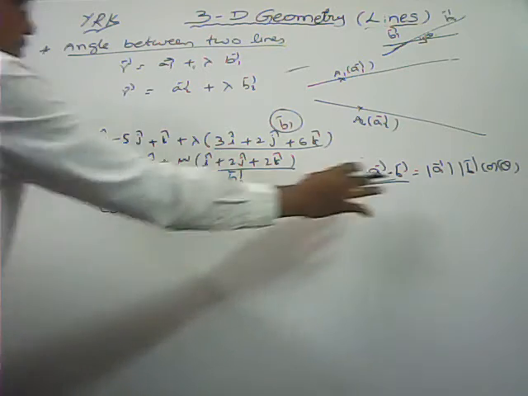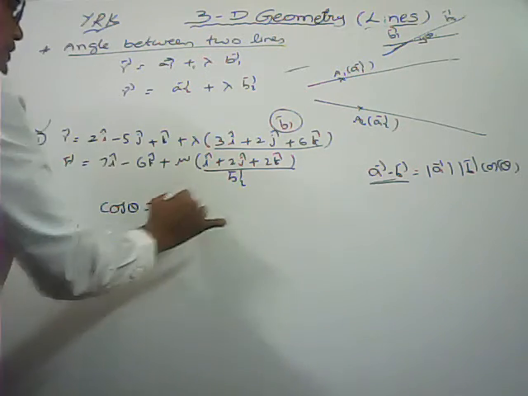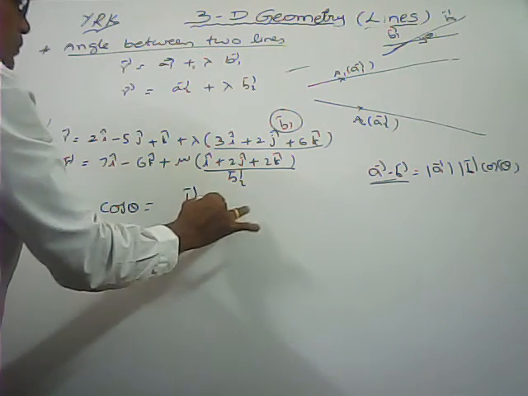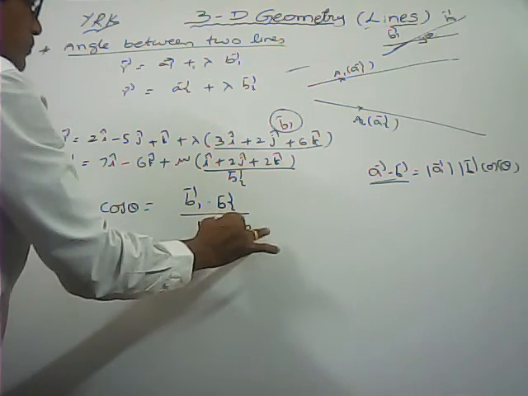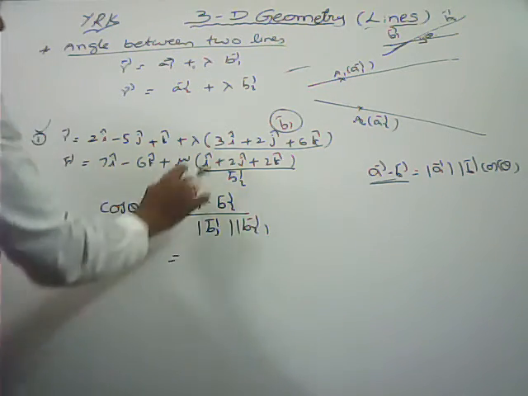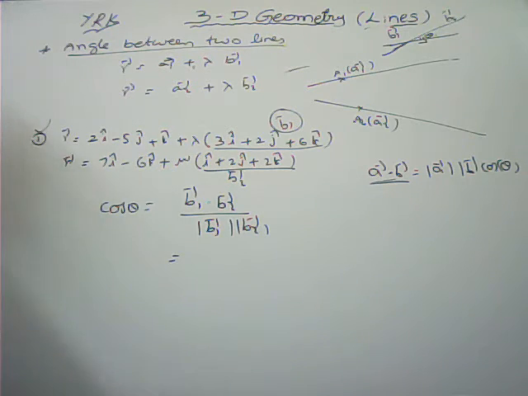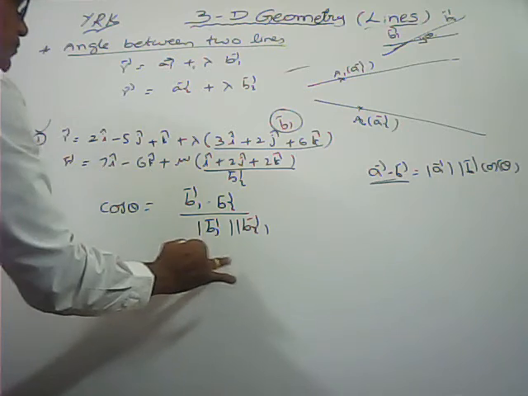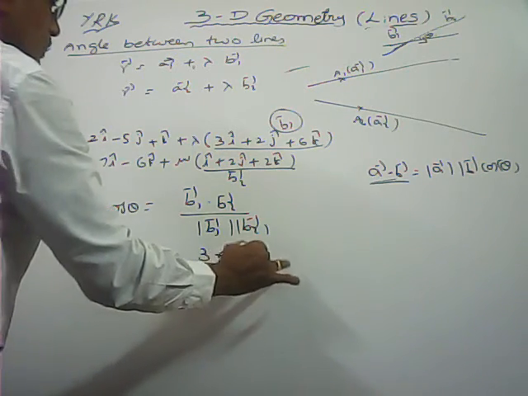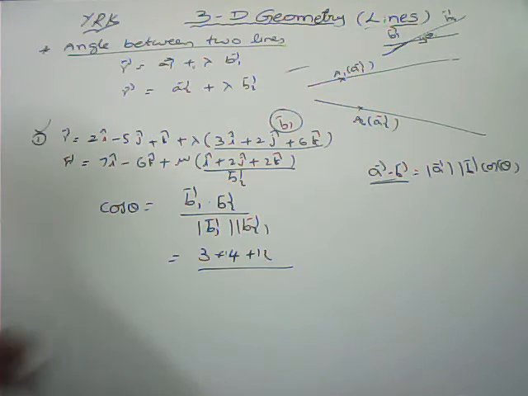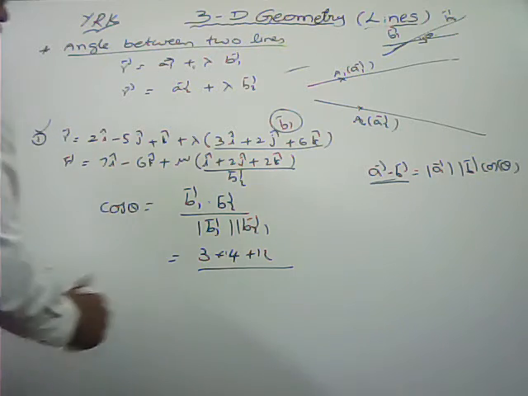So here cos theta is equal to A bar dot B bar. Here we can write B1 bar dot B2 bar by modulus of B1 bar into modulus of B2 bar. B1 bar dot B2 bar means A1 A2 plus B1 B2 plus C1 C2 only: 3 into 1 is 3, plus 2 into 2 is 4, plus 6 into 2 is 12. Dot product we have already done. If anything is needed, you can watch the video class on vector dot product.